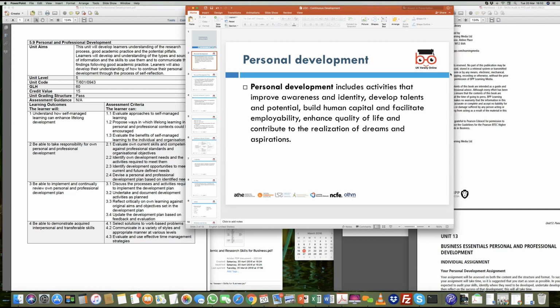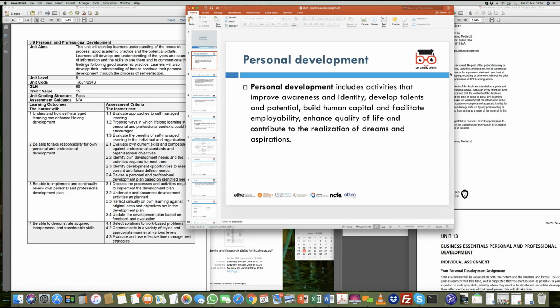So personal development would include activities that improve awareness, improve your identity, and help you develop your talent or your potential. They also build on your human capital, or basically build on your existing experience, which facilitates better employment opportunities and also enhances your delivery, your productivity or efficiency, when you work within the organization. Now, why is it personal?